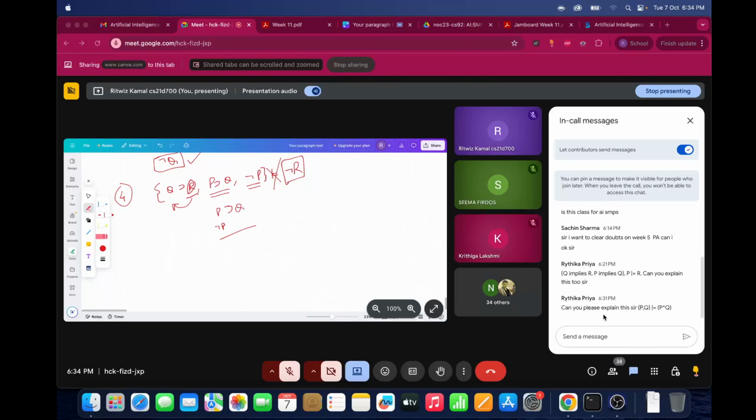Okay, so these are the exhaustive values that P and Q can take: true, true; true, false; false, true; and false, false.